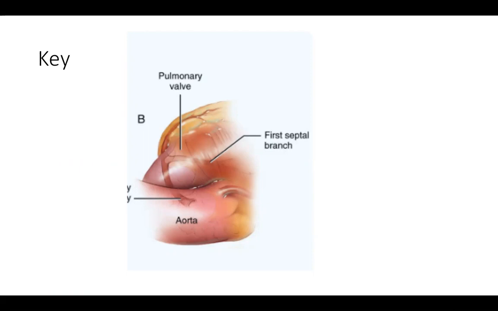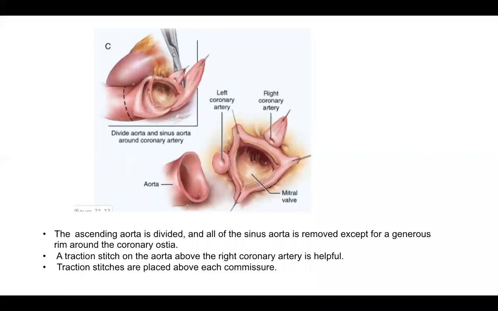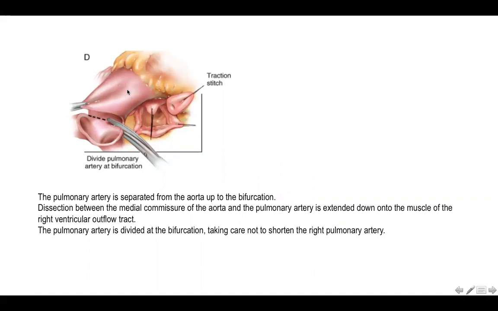The key point here is to know the anatomical relation of the first septal branch, because damage to it is critical. The critical point of this procedure is damaging this branch. After you incise the aorta, start with the dissection between the aorta and pulmonary artery, and then excise the coronary ostia and put traction to expose the aorta and dissect the area between the pulmonary artery and the aorta.